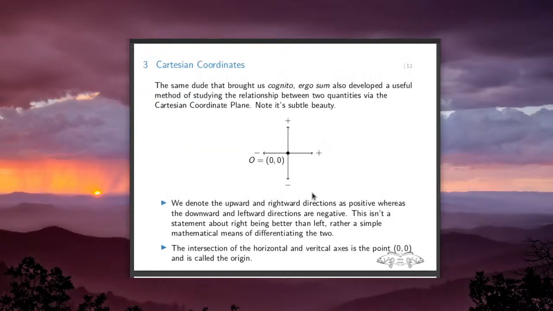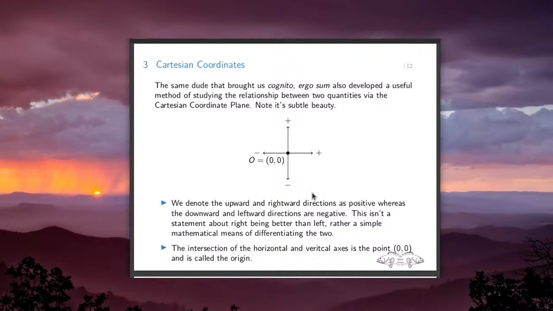But now let's look at it more geometrically, and to do that, let's introduce the Cartesian coordinates, the Cartesian plane. And as it says there, the same person who brought us cogito ergo sum, I think therefore I am, i.e. René Descartes, is almost as famous for developing the Cartesian coordinate plane.